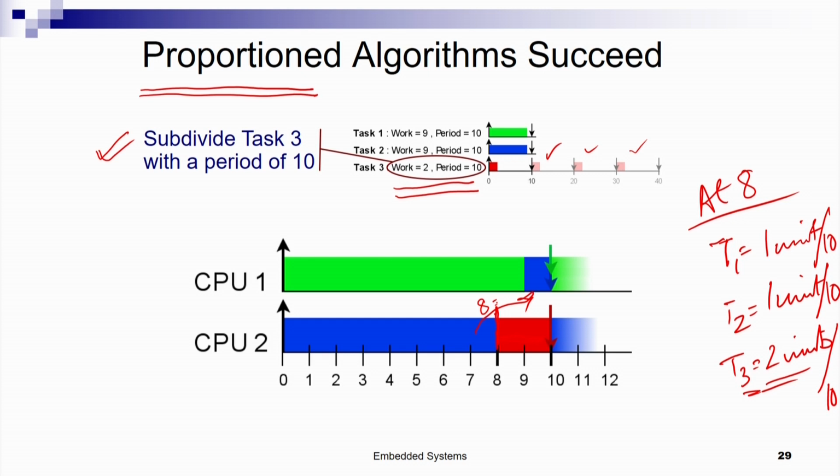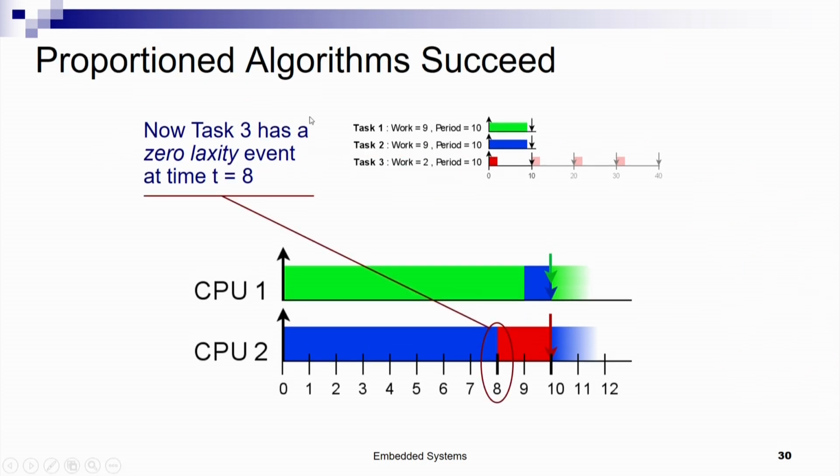So, this is the takeaway here, and now T3 has a 0 laxity event at 8. A 0 laxity event means that it has 2 units of work to be completed within 10. So, the amount of work remaining is 2, the amount of time remaining is also 2, so laxity is 0. Because the laxity is 0, task T3 becomes more important than tasks T1 and T2, because they still have a laxity of 1 at 8, and hence we allocate T3, and therefore all the 3 tasks can meet their deadlines using this approach.